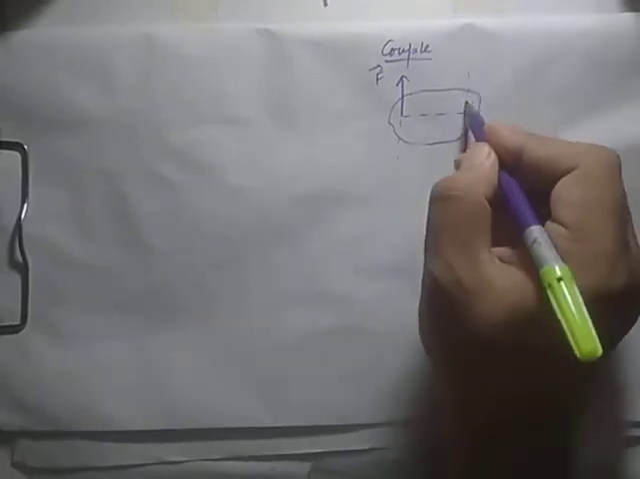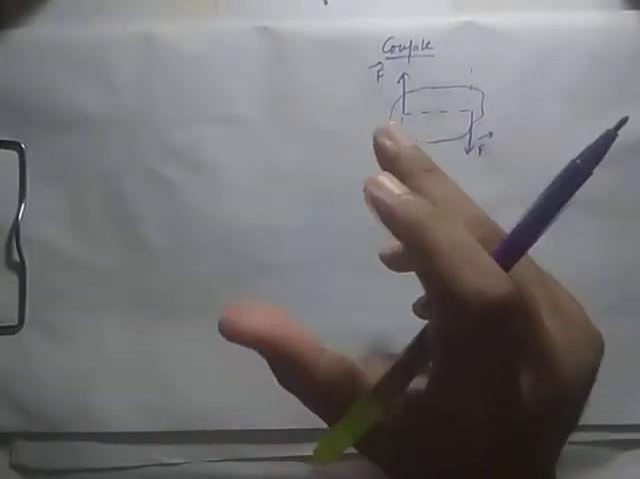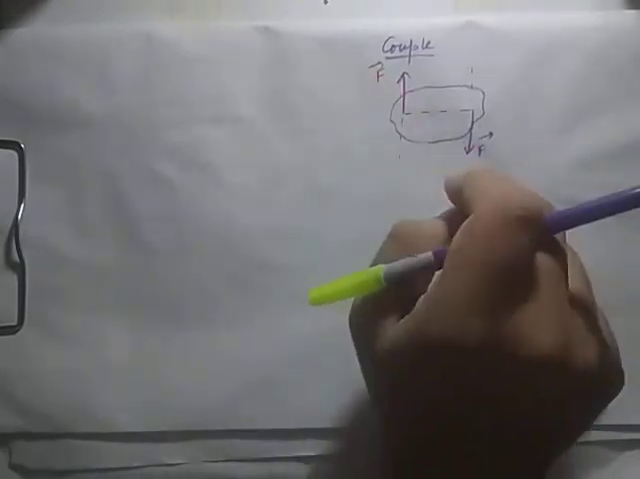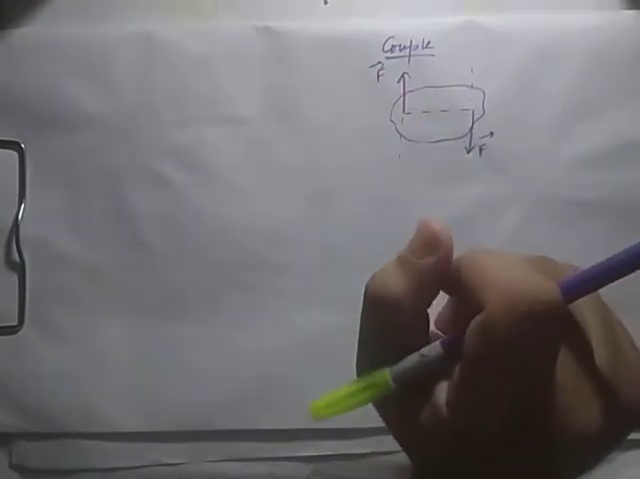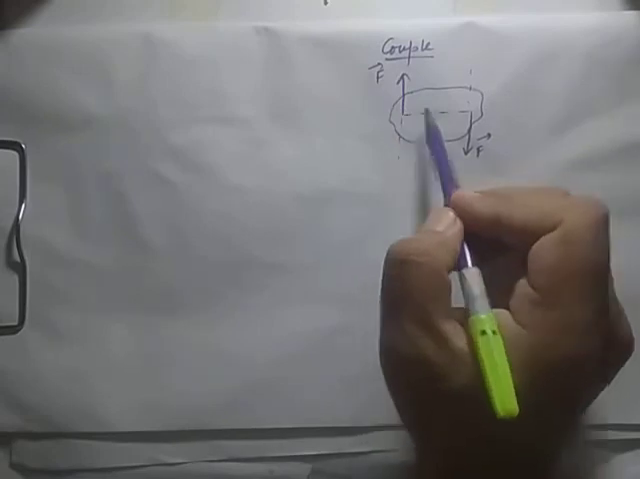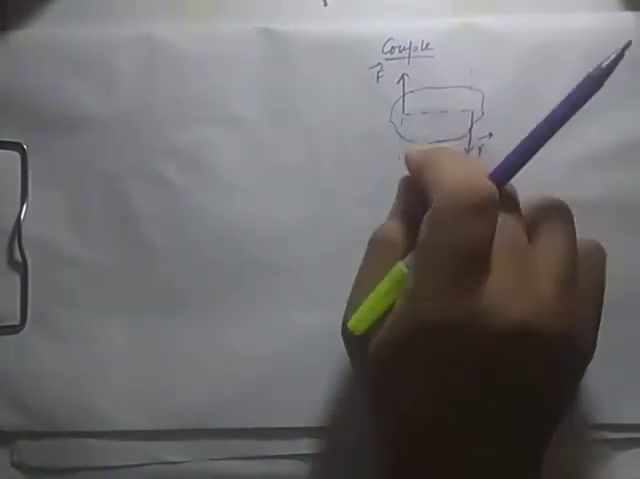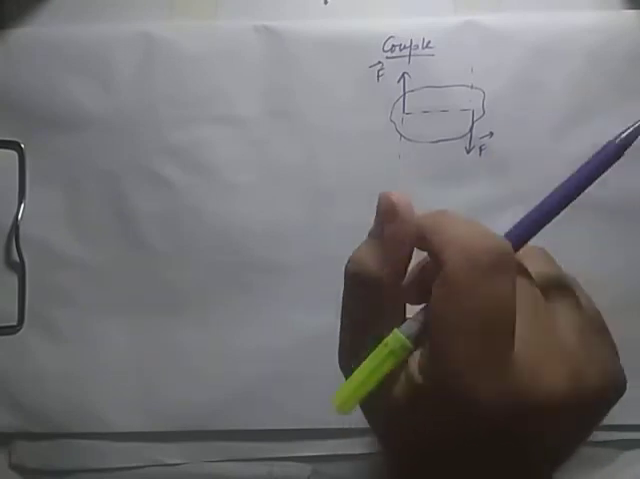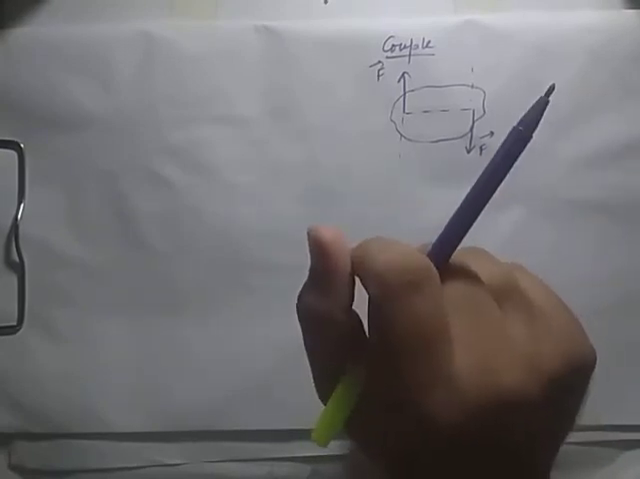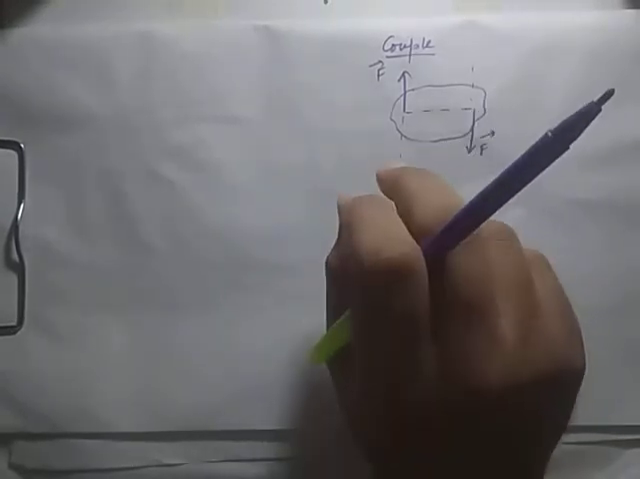So the definition of a couple is that two equal and opposite forces acting on a body but in different lines. So this is one line, this is another line. So different lines of action form a couple. You can see in this picture, when a couple acts on a body, the body is in translational equilibrium but not in rotational equilibrium. So the couple rotates the body.